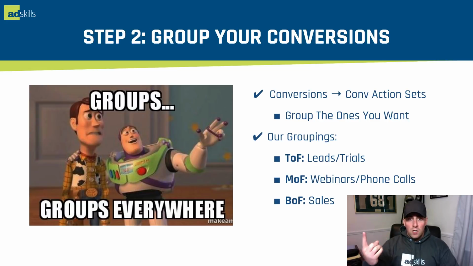So if you only have one, that's fine, you can do that. If you have multiple options, let's say you've got 4 or 5 different top of funnel lead magnets, whatever you want to call them, you can go through and build your conversion action sets for those.